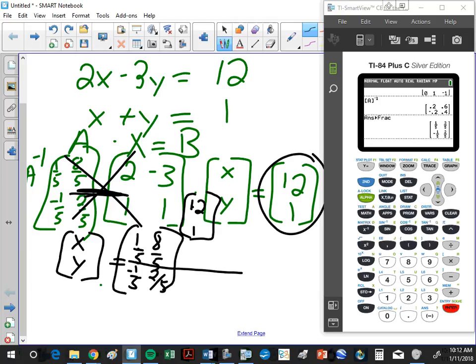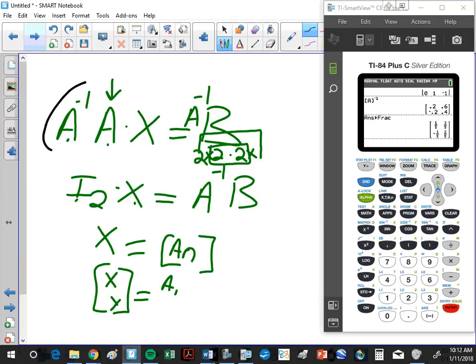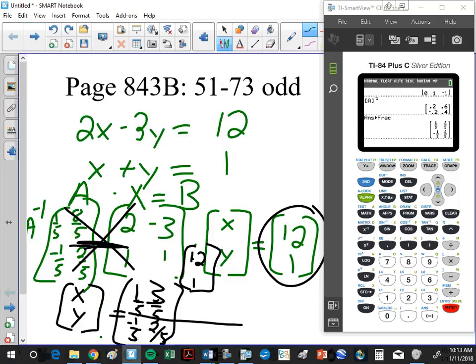What was it? Oh, 3/5. So 1 and 3/5. No, we put it on both sides. So we put it here and we put it here. That's how you move A to the other side, because we can't divide. So we just use the inverse. So 1/5 times 12 plus 3/5 times 1 is 3.